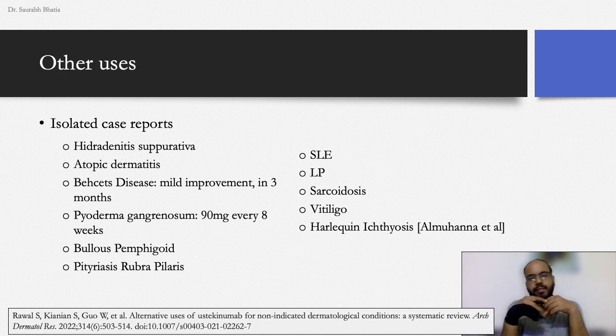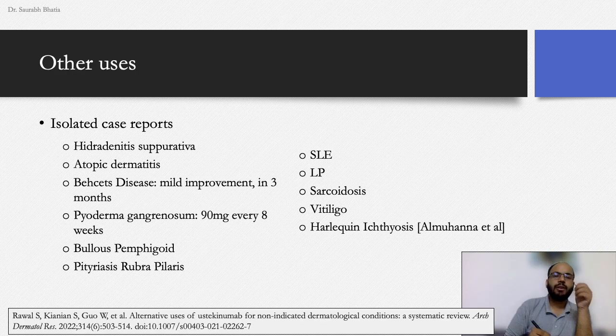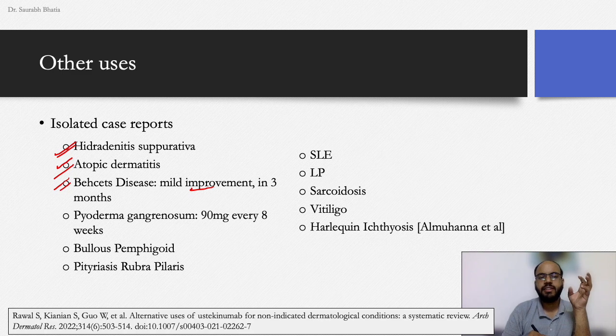Apart from psoriasis, ustekinumab has been used in various other disorders, but these are all isolated case reports. It has not been approved for any other indication in dermatology. There is only mild improvement with ustekinumab. These include hidradenitis suppurativa, atopic dermatitis, and Behçet's disease, in which we see only mild improvement in all the symptoms within 3 months of using ustekinumab.